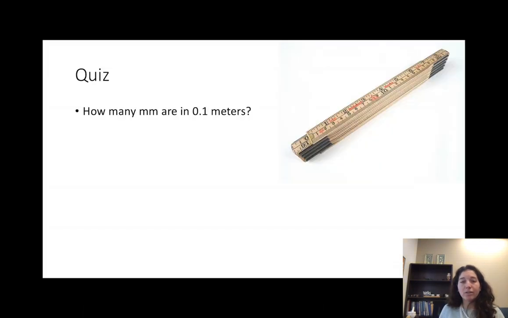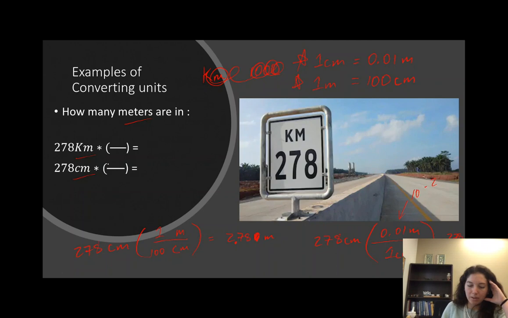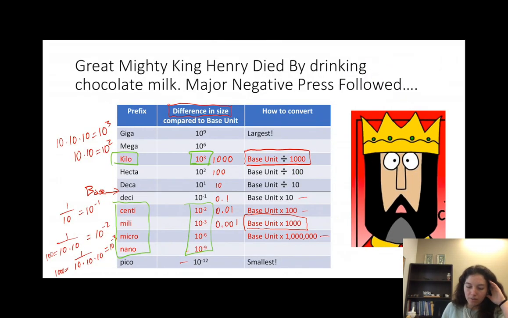So give this a shot yourself. You may need that table that you had initially, so you may need to go back to that table. Let me pull it up for you really quick, so you can take a screenshot if you need it. You can also Google an SI conversion table. You will be able to find them.